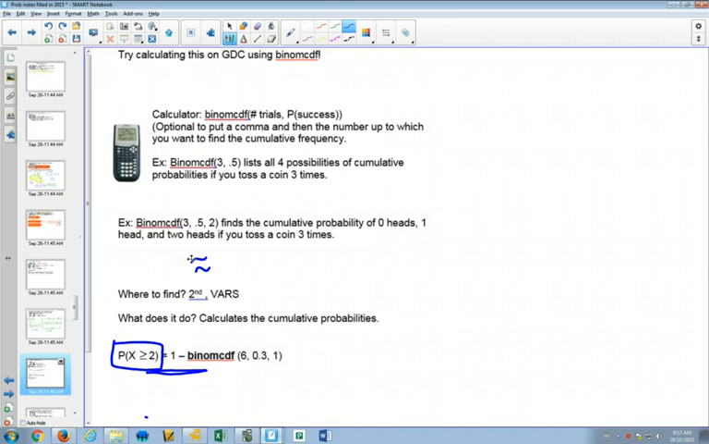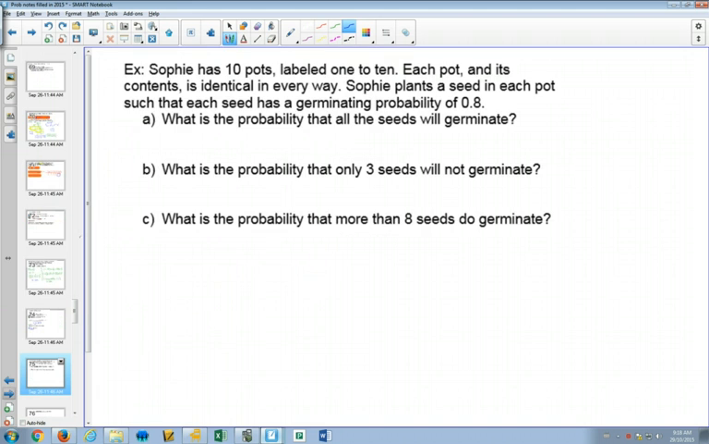And what number did you guys get? To 3 sig figs. Yep, binom CDF 3, 0.5, comma 2. 0.875? Awesome. Any others get that same result? Excellent. So now this is where this next example I'm going to get you to try.